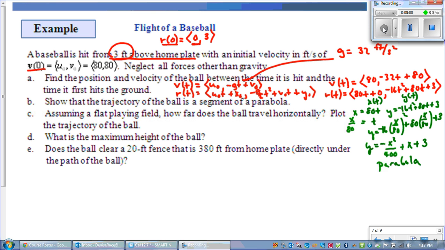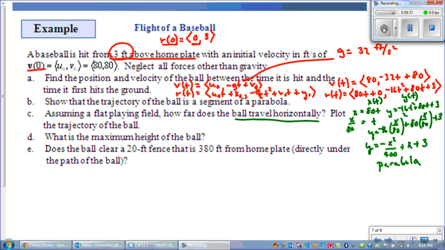Now let's look at part 3. Assume that you have a flat playing field. How far does the ball travel horizontally? To determine how far it travels horizontally, we want to know when it actually hits the ground. Well, one thing good about working with these motions is that you're able to look at the x value, the horizontal distances, and the vertical distances separately.